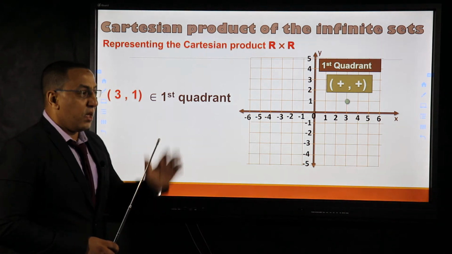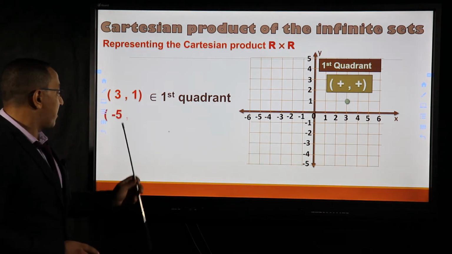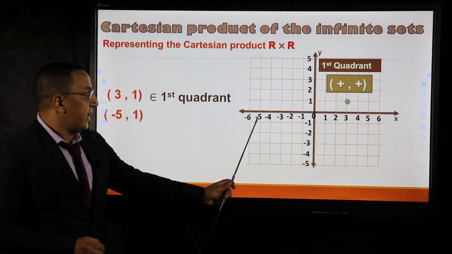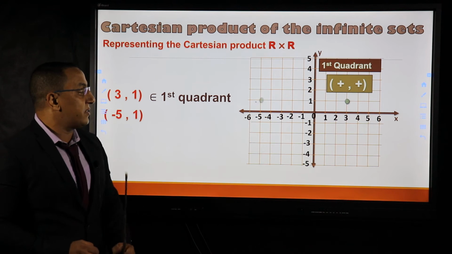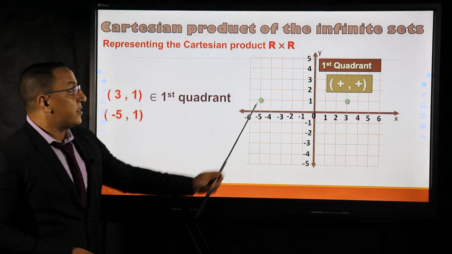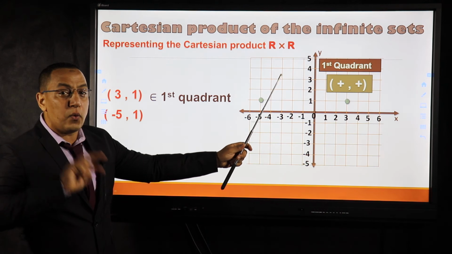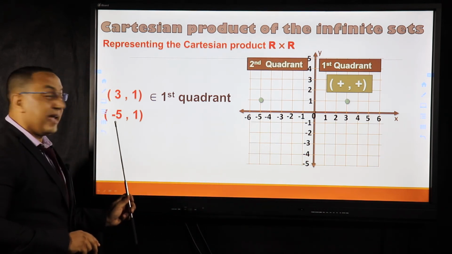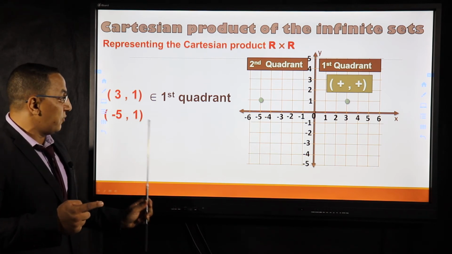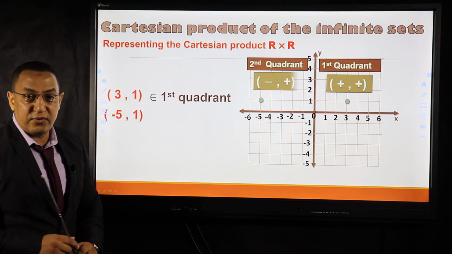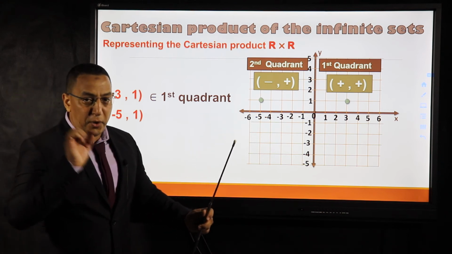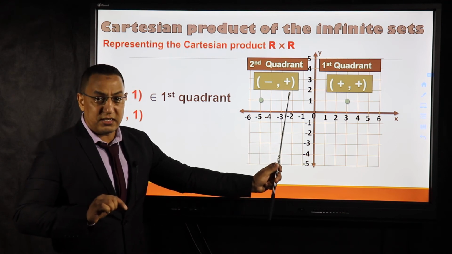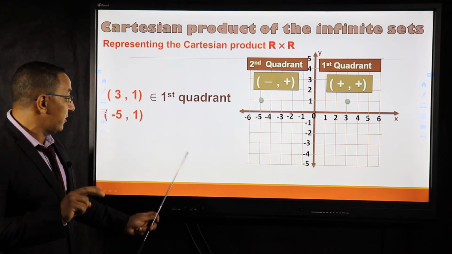Okay, another example. If we have another point, -5 and 1, go to -5 and go up to 1, it appears in this position. This quarter is called the second quadrant. In the second quadrant, the first element is negative and the second element is positive. So any point whose first projection is negative and second is positive belongs to the second quadrant.